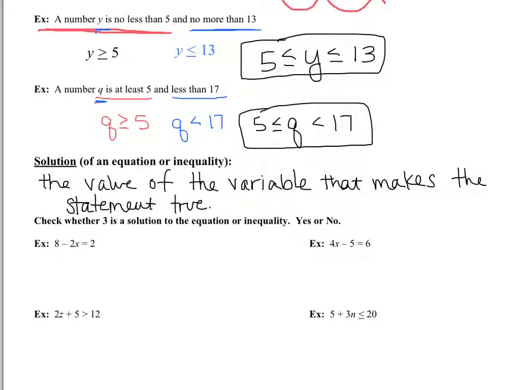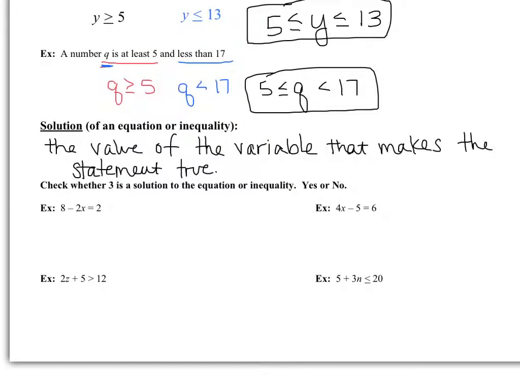So these four examples down here, what we're checking is 3 a solution to the equation or the inequality? And your final answer is going to be yes or no. Be careful, it's not asking if it's an equation or an inequality, it's assuming that you would know that the two with equal signs are equations and the two with inequality signs are inequalities. A lot of people write these as their answer, but the answer is a yes or no question. It's asking yes or no, is 3 a solution or not?